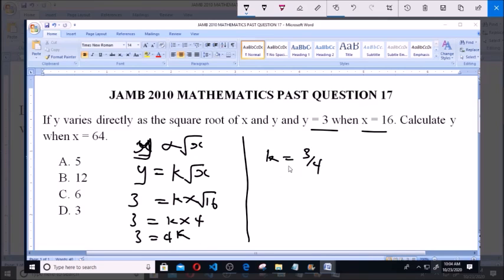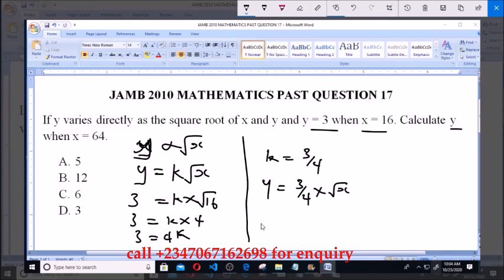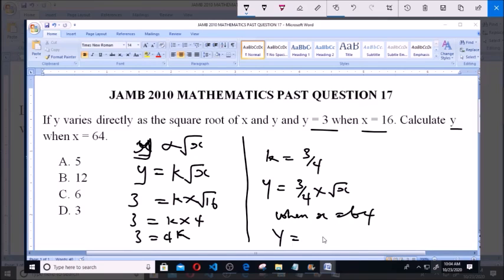So the constant is 3 over 4, and therefore the equation connecting them is that y is equal to 3 over 4 multiplied by the square root of x. Now we are asked to find y when x is equal to 64. So when x is equal to 64, y will be equal to 3 over 4 multiplied by the square root of 64, which is equal to 3 over 4 multiplied by 8.